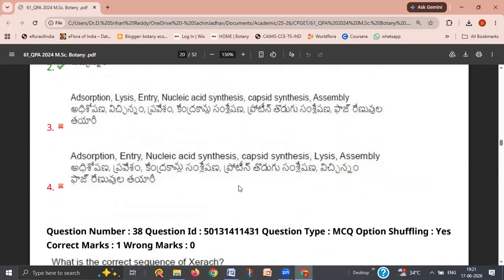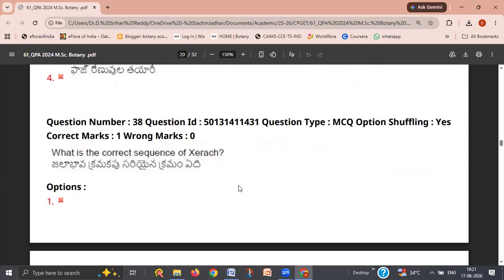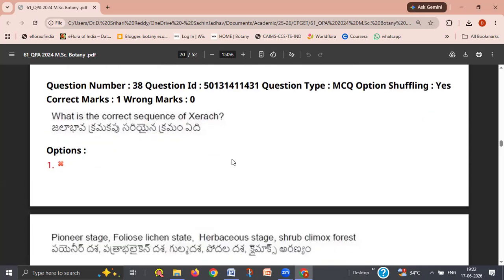Next, what is the correct sequence of xerarch? It is a part of succession. We see hydrosphere and xerosphere. Xerosphere is also called xerarch. Okay. So what is the correct sequence? Again, they are asking about the sequence. What is the first step in the xerosphere? What is the next, second one? What is the third one? What is it in a sequence?